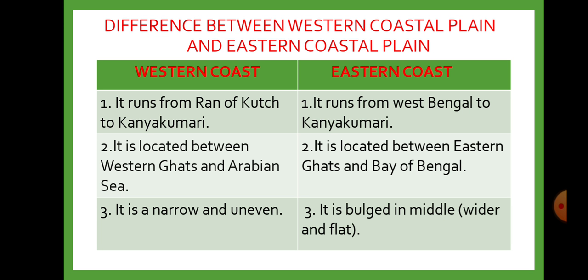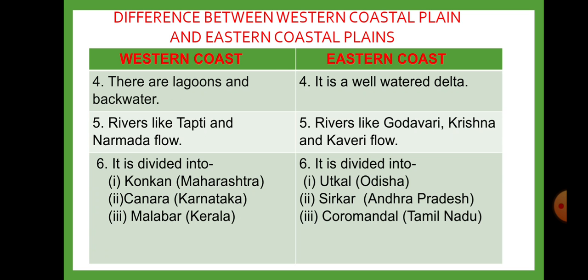Third point, western coastal plain: it is narrow and uneven. Third point, eastern coastal plain: it is bulged in middle, that means it is wider and flat in the middle. Fourth point, western coastal plain: there are lagoons and backwaters. Eastern coastal plain: it is well watered delta. Fifth point, western coastal plain: rivers like Tapati and Narmada flow. Eastern coastal plain: rivers like Godavari, Krishna and Kaveri flow.